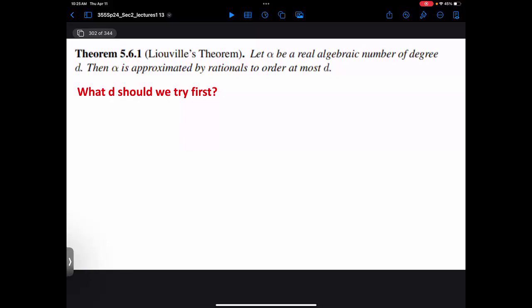So Roth says no matter what d you have, you can only do d equals 2. You can't approximate more than 1 over q squared. What Liouville said is that's a little bit too hard to prove, so I'm going to allow my exponent to grow with the degree of the polynomial. Roth says it doesn't have to grow with the degree of the polynomial, but Liouville said I can prove that it is at most d, and that's going to be good enough for some applications. What's the simplest d you think we should try?